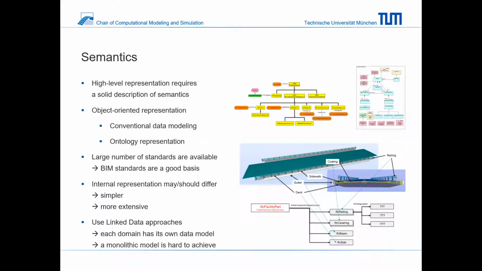That brings us to the next important topic, which is semantics. Most digital twins will not rely only on geometry. Essentially, every high-level representation requires a solid description of the semantics. Typically, we will use some kind of object-oriented representation. We can achieve this object-oriented representation using conventional modeling techniques, or we can use more modern approaches like, for example, ontology modeling. I think that Jakob will talk about this in more detail in the next talk.